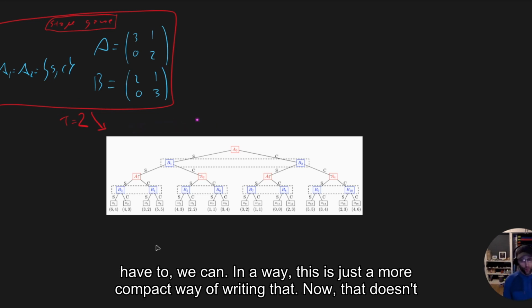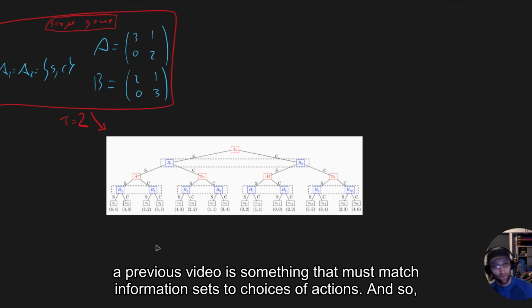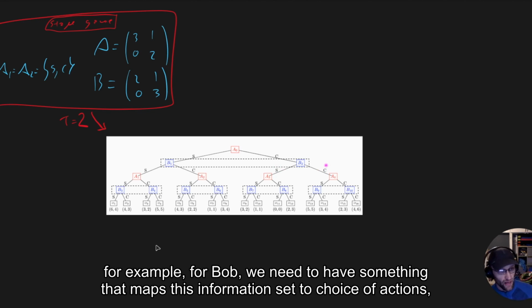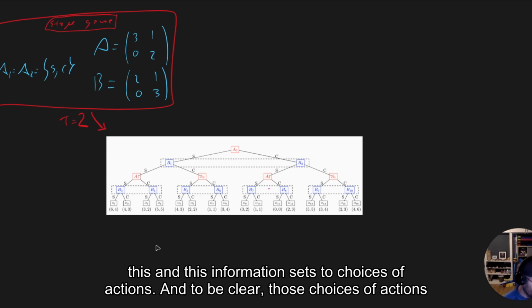We don't have to, we can. In a way, this is just a more compact way of writing that, okay? Now, that doesn't mean that they're not equivalent. And in that sense, a strategy in an extensive form game from a previous video is something that must match information sets to choices of actions. And so, for example, for Bob, we need to have something that maps this information set to a choice of actions, this information set to a choice of actions, this and this information sets to choices of actions.